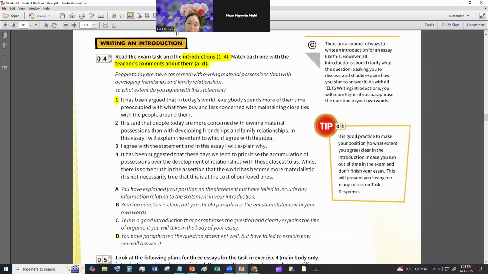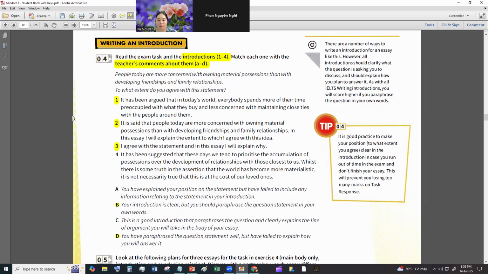Okay, number 2, it is said that people today are more concerned with owning material possessions. Wow, this sounds familiar, right? So what do you think? What is the problem with this one? It repeats the exact questions. Yeah. So it's B, right? Hello, Nghi. Is it B? Yeah, it is B. Okay. All right. Number 3, please.